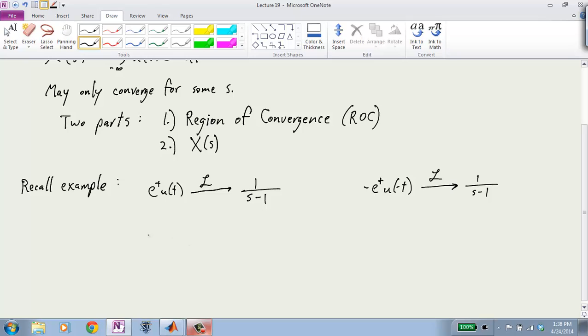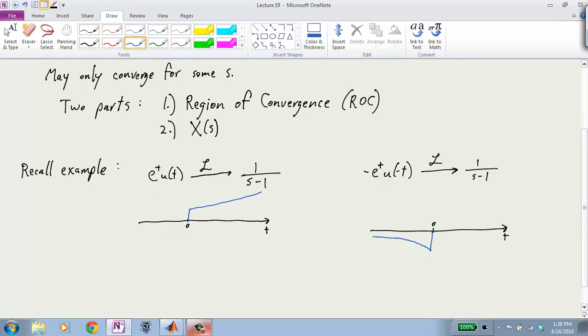However, the difference was, well, let's first graph these to show. These are actually very different signals, right? We have one of them goes like this, and the other one goes like this. Right? So they're very different signals, but the Laplace transform expression is the same. And the difference between their Laplace transforms is exactly this region of convergence.